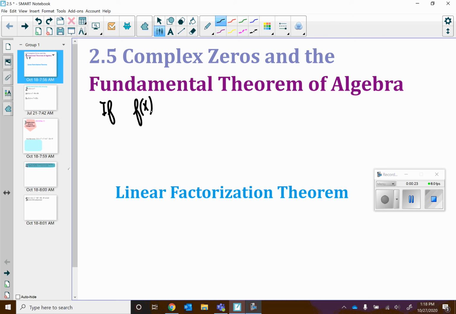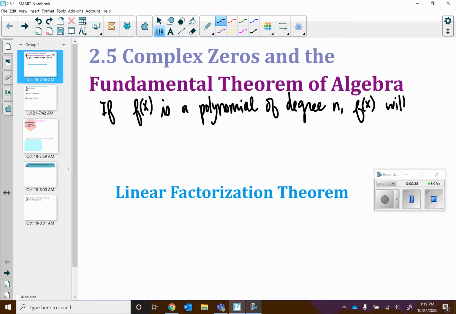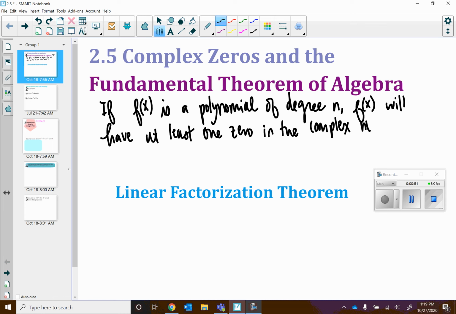a polynomial of degree n, f of x will have at least one zero in the complex number system.